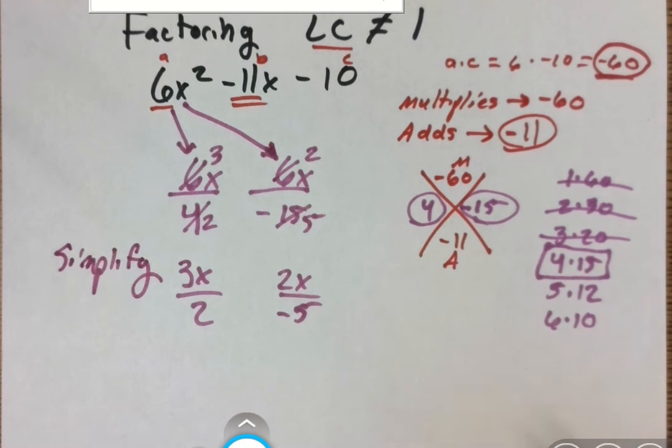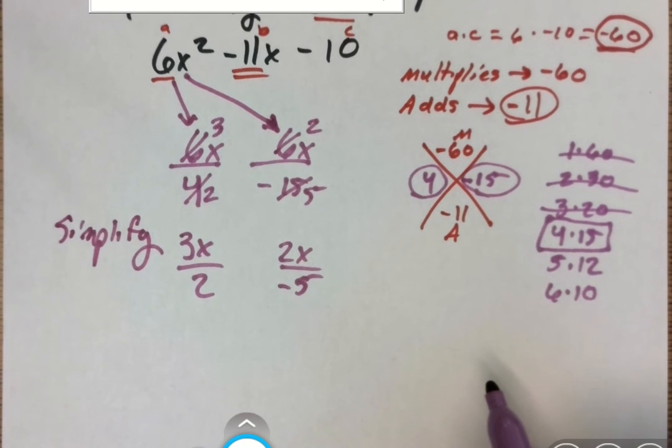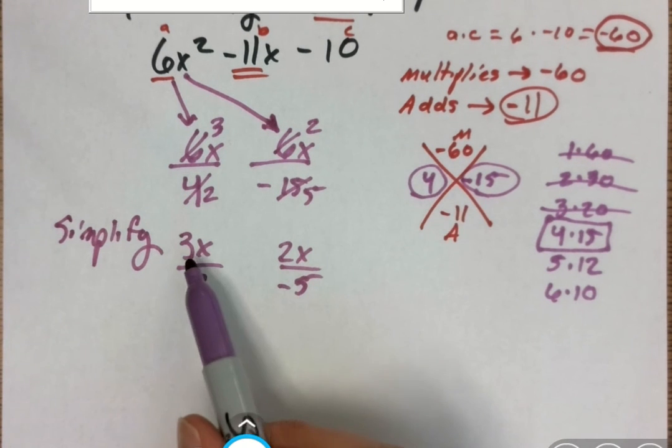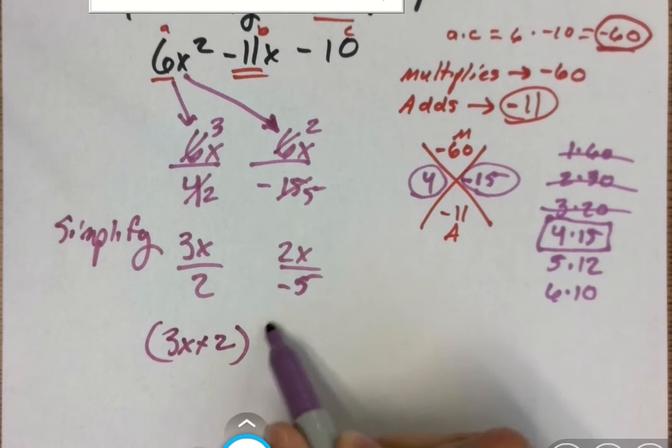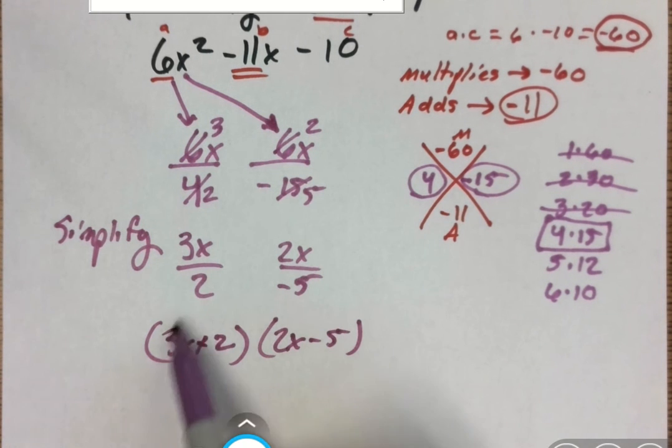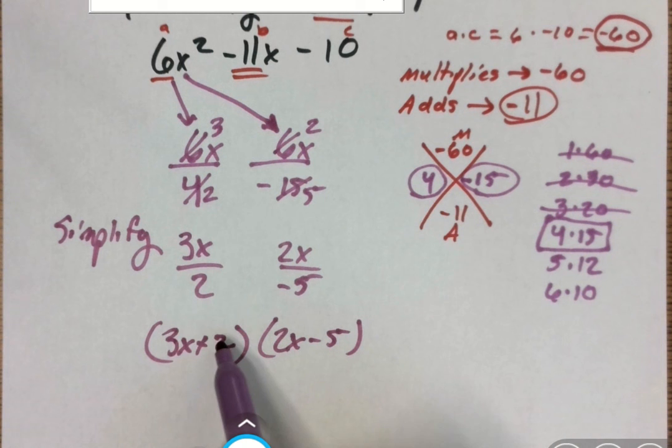Which we did. And then these fractions turn into our parentheses. So what I mean by that is 3x over 2 becomes 3x plus 2. And then 2x over negative 5 becomes 2x minus 5. The stuff on top goes in front, the stuff on bottom goes in the back. And that would be how you factor when the LC is not 1.